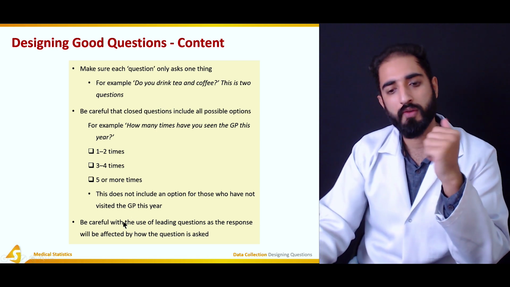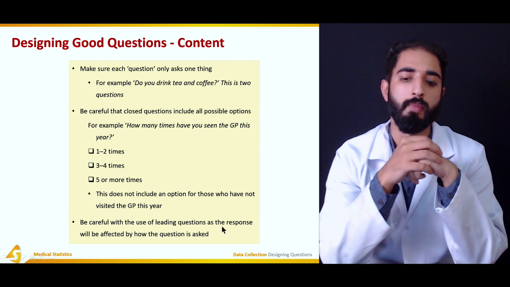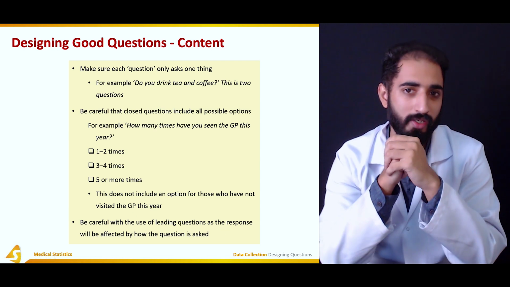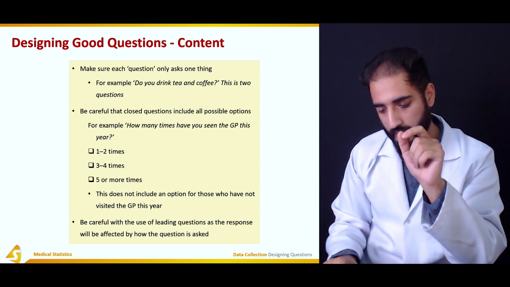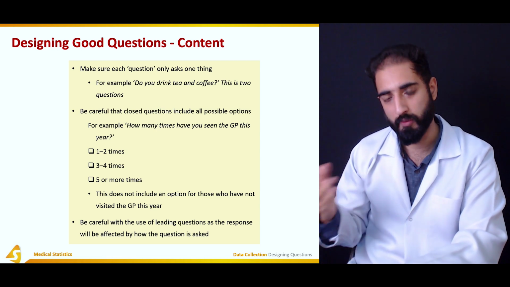Be careful with the use of leading questions, as the response will be affected by how the question is asked, as I already mentioned. That is very important because you can actually influence the patient's or a person's response.